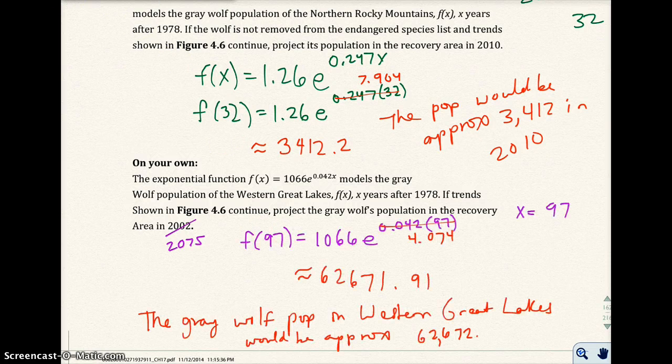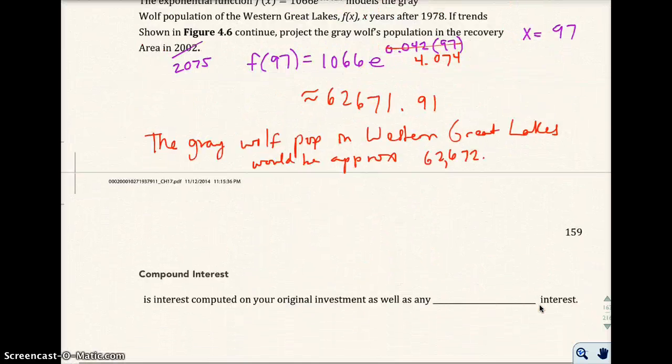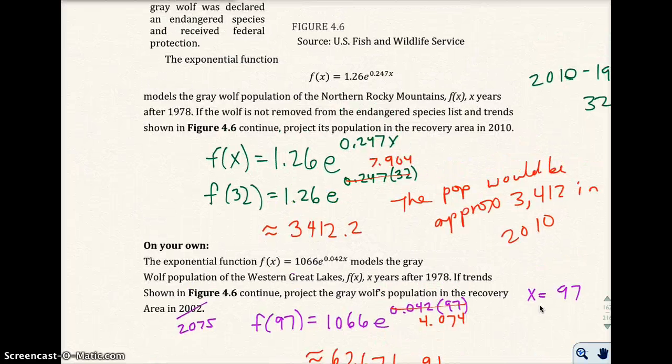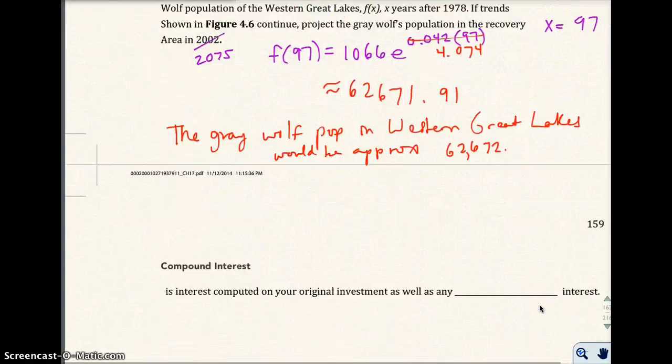Okay, so this is on your own example. The example we did a second ago was with the northern Rocky Mountains, and here we're doing the population in the western Great Lakes. So it's a different model. That's why the model is different than this model right here. So different areas of the country. So again, in 2075, 97 years after 1978, I got about 62,671. I rounded up to 72. So the gray wolf population in the western Great Lakes would be approximately 62,672. Okay? And with that problem, I really wanted you to be able to use your E button comfortably. I'll be using that a little bit later on throughout this chapter.